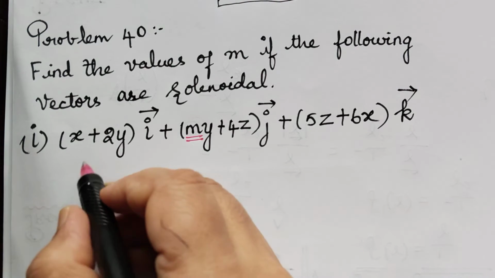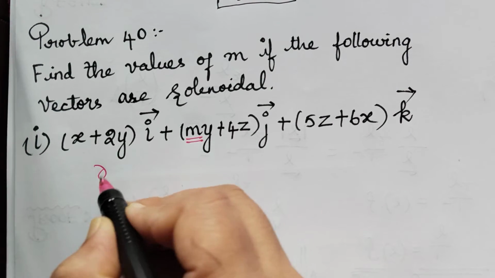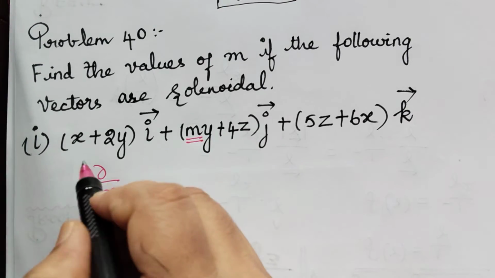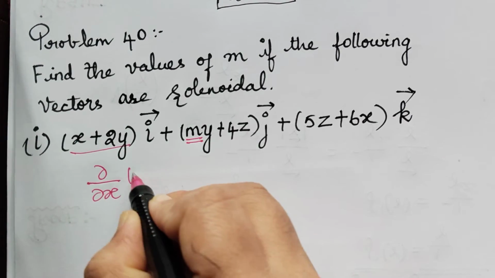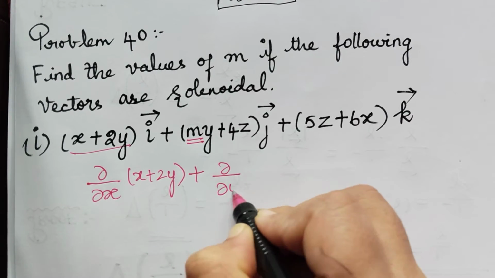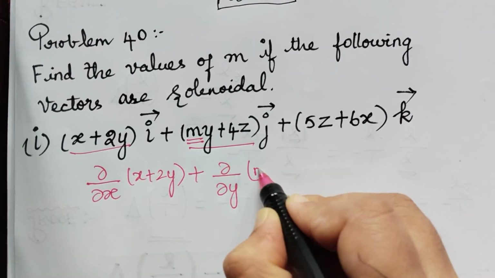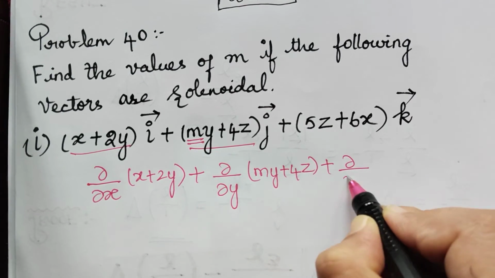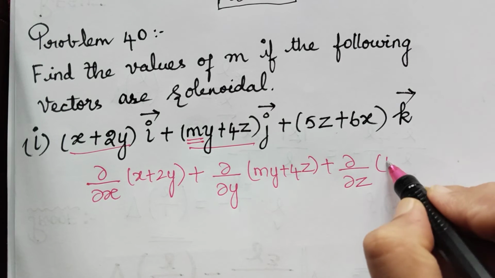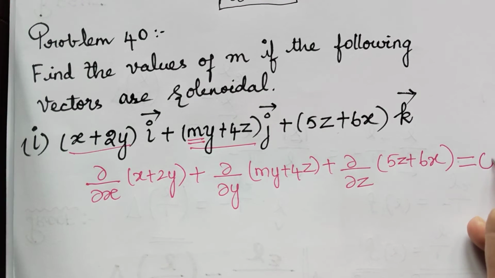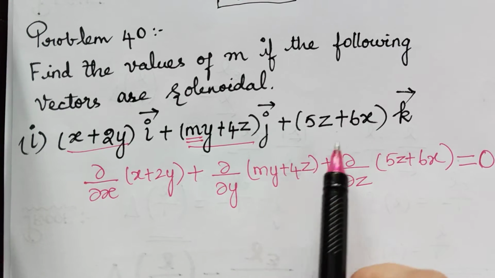So in order to do that, we know that this vector is solenoidal if the divergence is 0. So divergence is given by dou by dou x of, the first ith component, x plus 2y. You have to add this with dou by dou y of the jth component, which is my plus 4z, plus dou by dou z of the kth component, which is 5z plus 6x, and this is equal to 0 since the given vector is solenoidal.